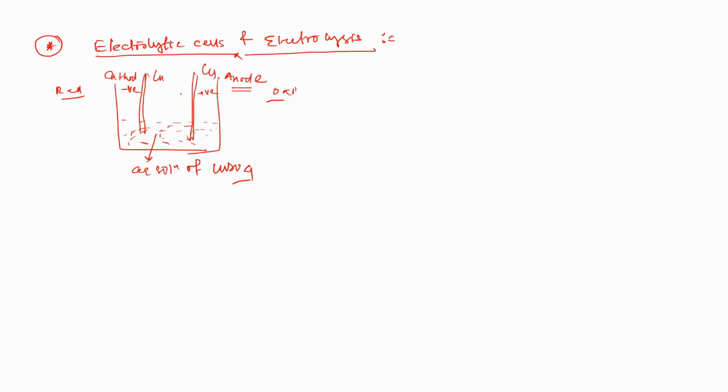So what is happening here: in the cathode it is negatively charged, and there will be the reaction. Here the aqueous solution of copper sulfate is actually the electrolyte.